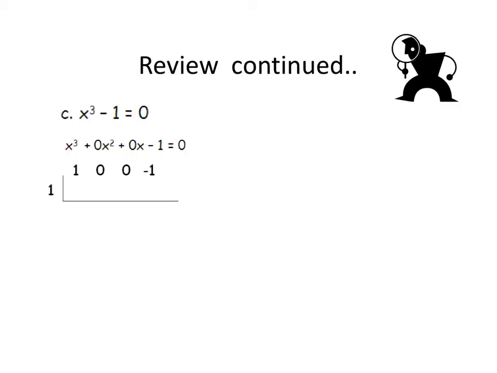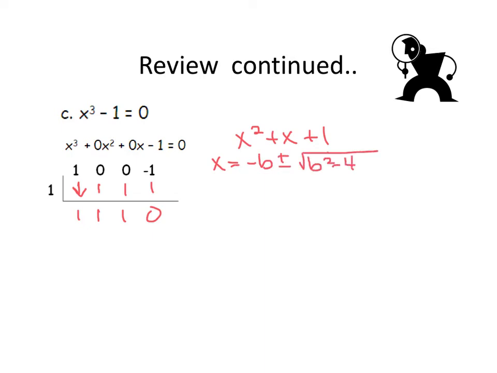And then finally the third one. We set it up to be able to solve using synthetic division. I looked at the graph and found that 1 was one of the solutions. So bring down the 1, 1, 1, 1, 1, 0. I end up with x squared plus x plus 1. What two numbers multiply to make 1 and add to make 1? There aren't any, so we'll have to use our favorite, the quadratic formula. You could complete the square as well.